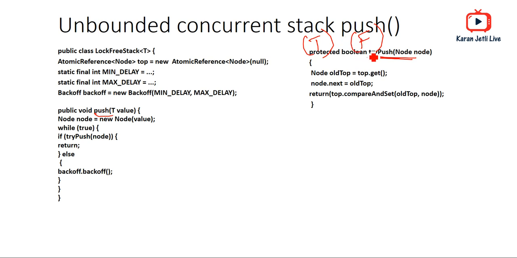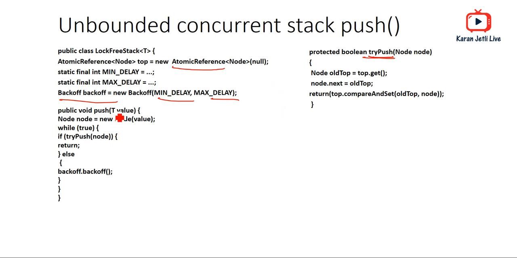So what is try push? It is a Boolean operation which will try to push an element into the stack, and if it is successful, it will return true, and if it is not successful, it will return false, and it will back off. It will wait for some time and again it will try. So guys, I hope till now things are clear. What are atomic references? What is minimum delay? What is maximum delay? What is back off? And what is the use of try push?